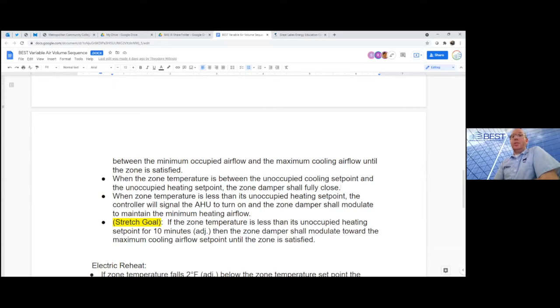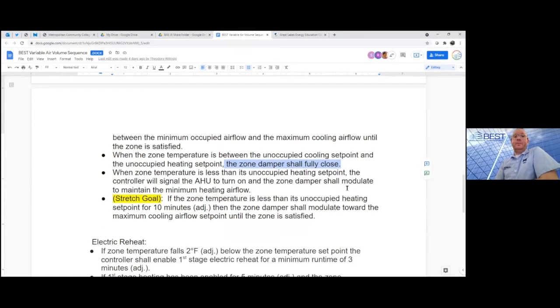Satisfied mode changes a little bit. Instead of going to our minimum airflow, because the building is unoccupied, we want to close the damper fully. That way, if another box is requiring air, we can reduce the overall air we're putting into the space, reduce the amount of energy, and focus on those areas where we do specifically need the air.